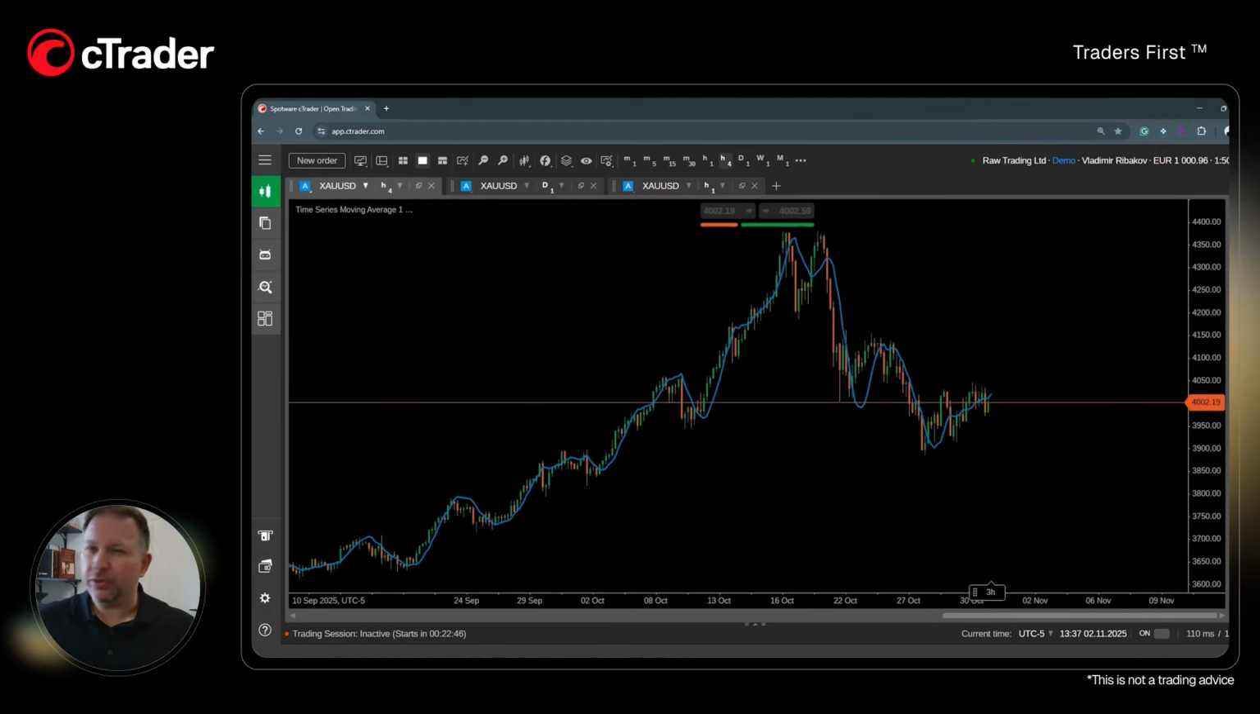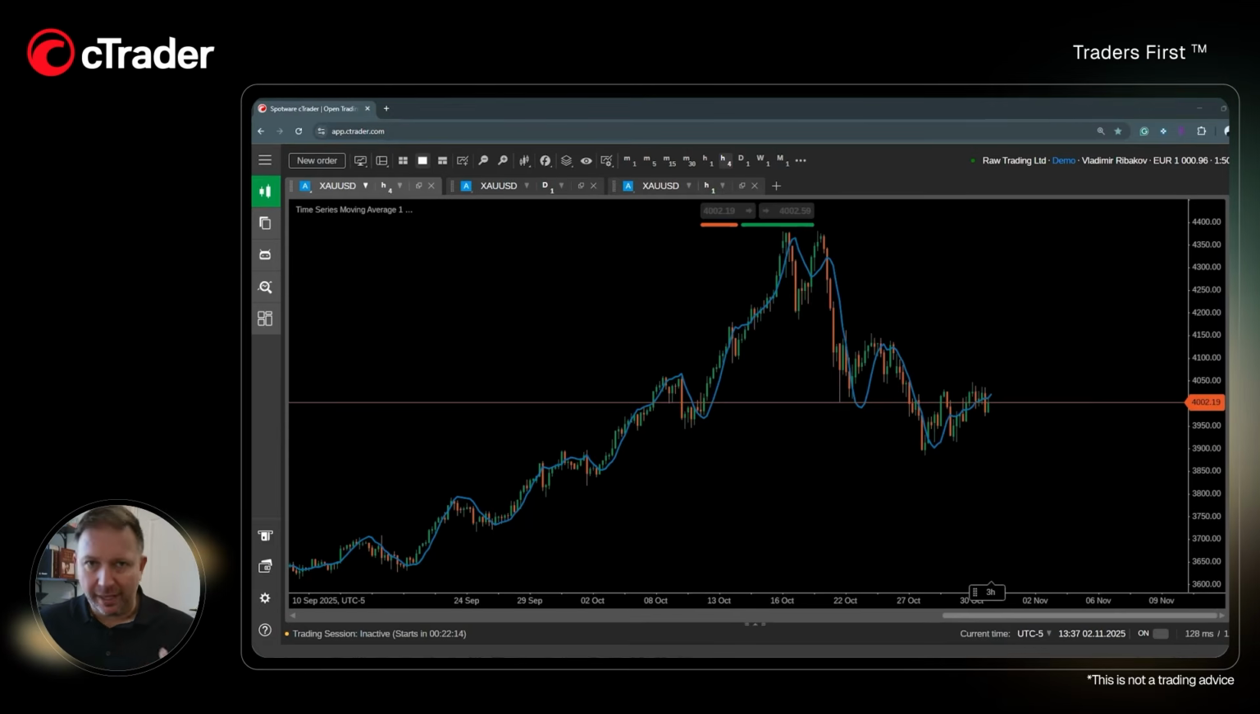Unlike the traditional moving average indicator, the TSMA, or the time series moving average, gives more weight to the recent values of the market, which makes it more responsive to price changes. So this indicator could help you to spot the trend's direction and the reversal direction. I'll show you how, and also, of course, help with entries.